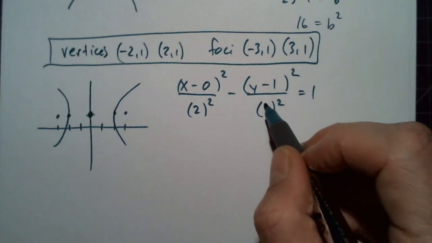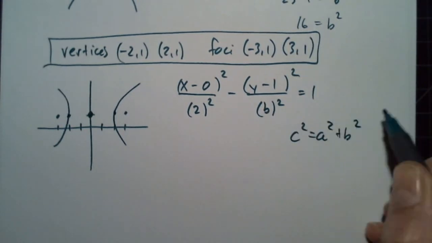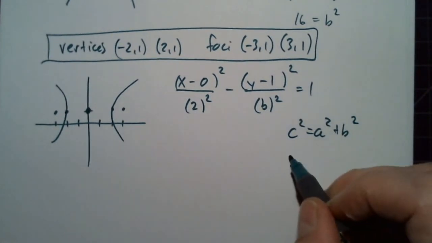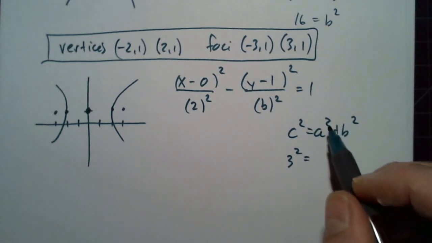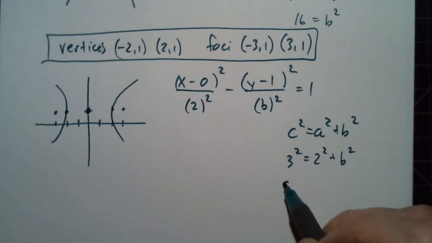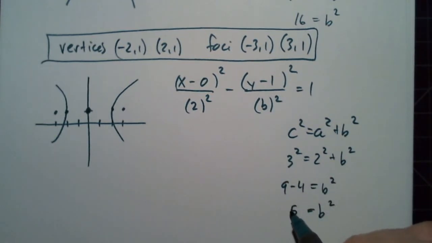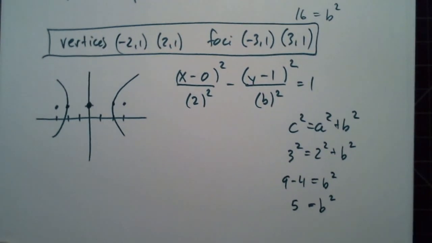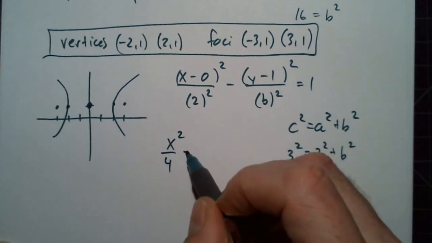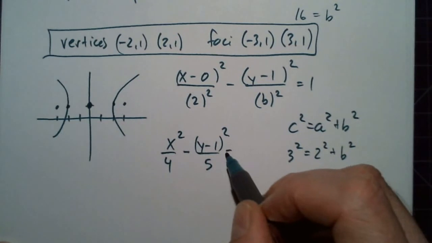And we need to find that. C squared is a squared plus b squared. And c is 3, so we'll have 3 squared. A is 2. And we have 9 minus 4 is b squared. B squared is 5. X squared over 4 minus y minus 1 squared over 5 equals 1.